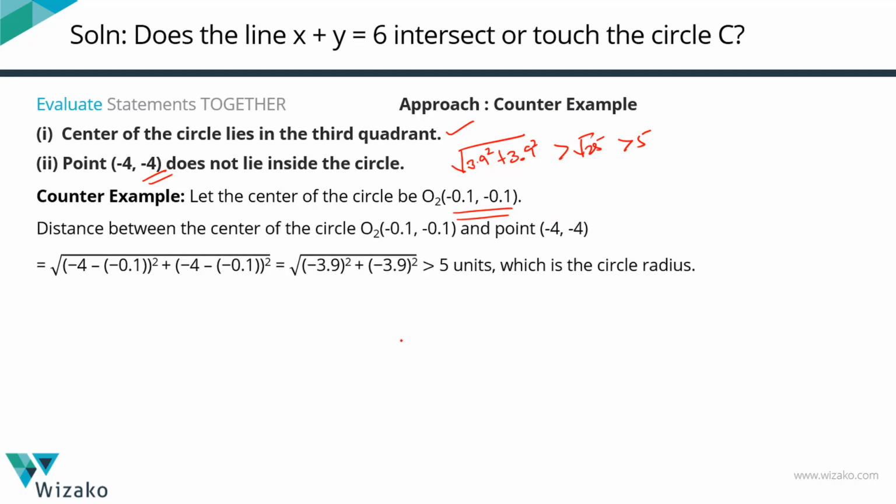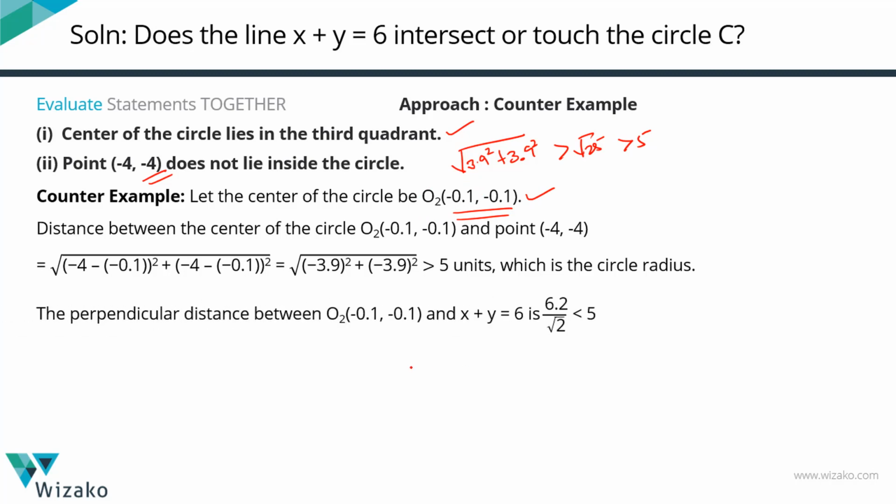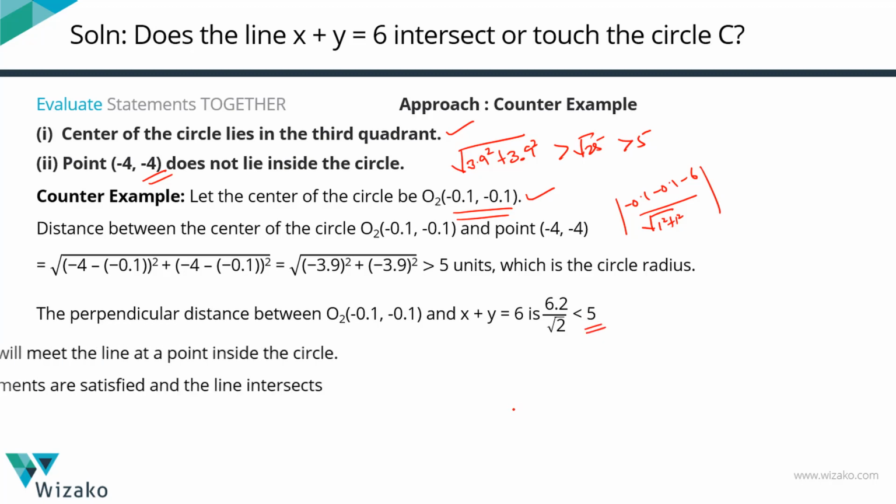Now all that we'll have to check is whether the perpendicular distance between this center and x plus y minus 6 equals 0 is a value less than 5. If I plug it in, minus 0.1, minus 0.1, minus 6 divided by square root of 1 square plus 1 square would be the perpendicular distance between the center of the circle and the line. That is minus 6.2, modulus makes it 6.2 divided by root 2. Is this less than 5? 7 by root 2 is equal to 5 approximately, which means 6.2 by root 2 is a value less than 5. Then this line will intersect with the circle.